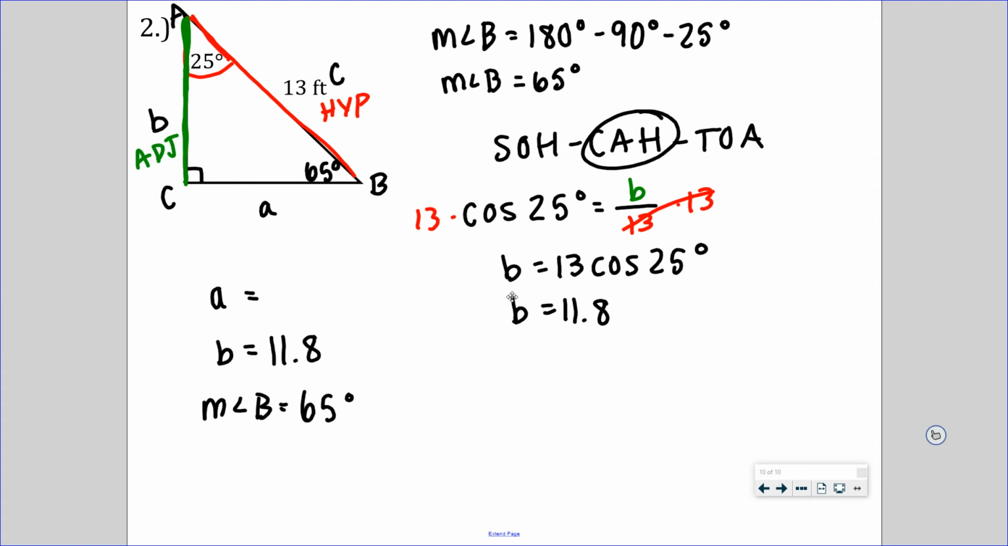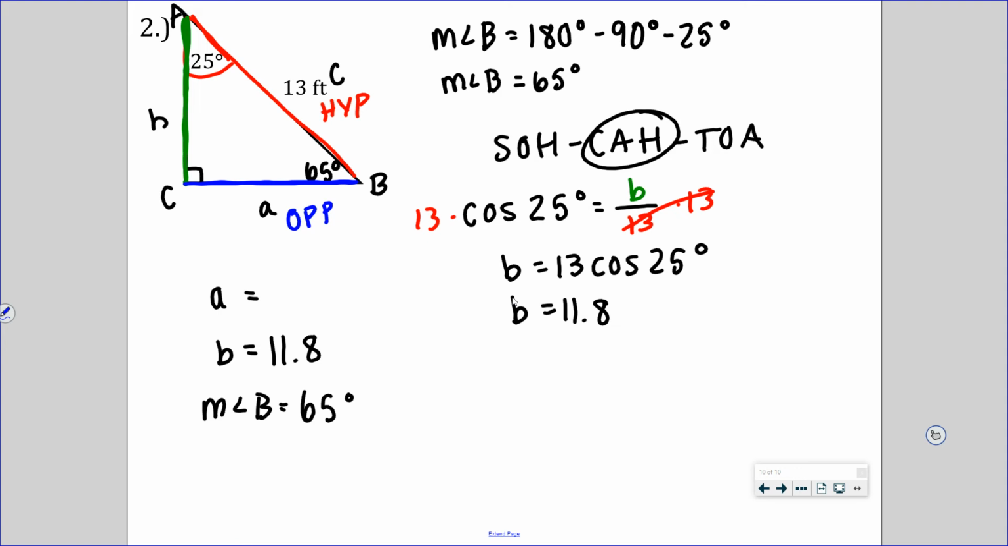Okay, now there's a couple ways we could find side A. We could do Pythag now if we wanted to, but that'd be using our previous answer. So I'm actually going to set up just another trig ratio. If Walker would have said, hey, let's find side A first, the only thing that would have changed is instead of trying to find the adjacent side, we try to find the opposite side. Yeah, so which trig function would I use for that?